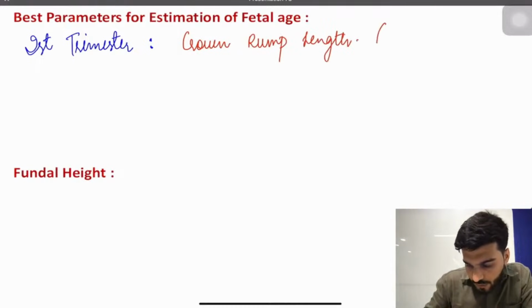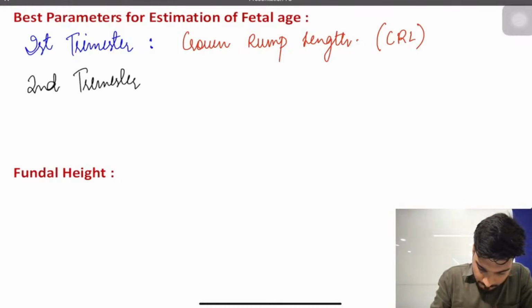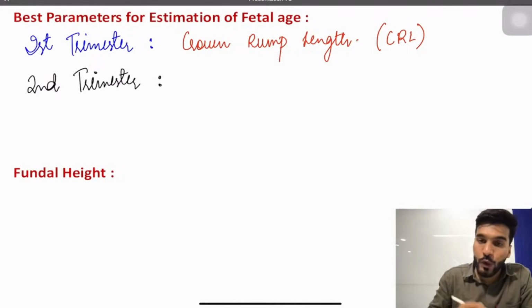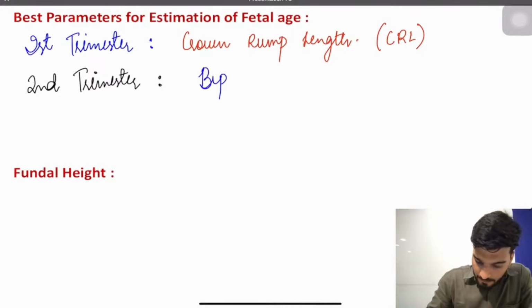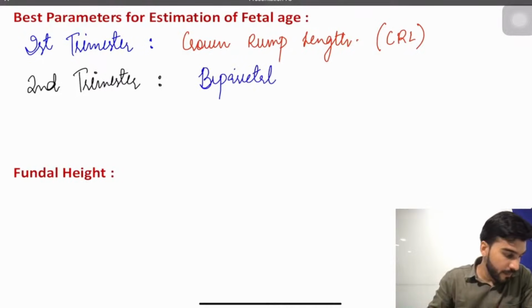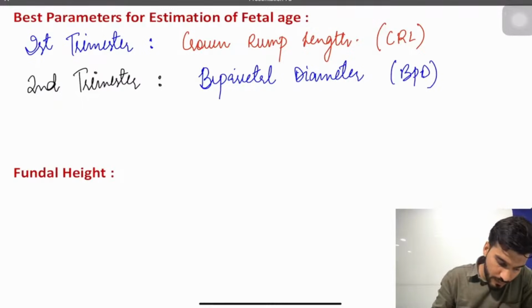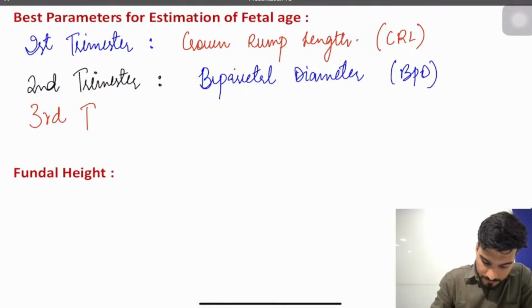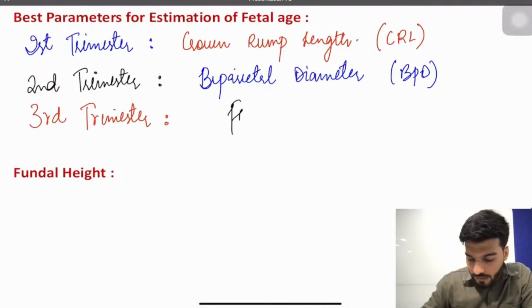In the first trimester we usually go for crown rump length. In the second trimester we check the biparietal diameter, BPD. And in the third trimester we check femur length.